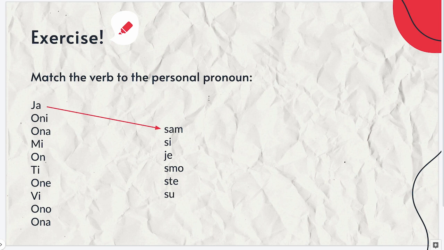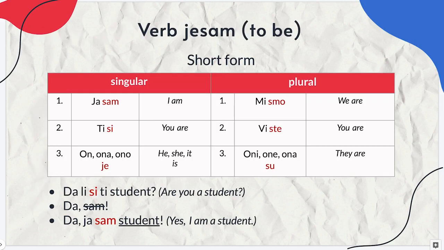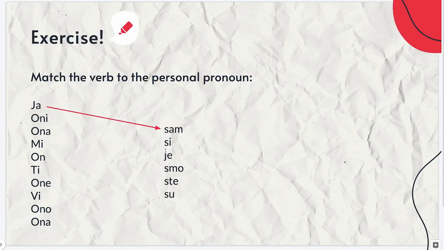Let's go to the next page where you have an exercise to connect them. So again, pause here if you want to check your answers. Personal pronoun on the left and verb to be on the right. Ja goes with sam, oni goes with su, ona goes with je. If it's plural, you can go with su in neutral gender. That's here. Ona, su, or ona, je. Mi smo, on je, ti si, one su, vi ste, ono je, and ona je.